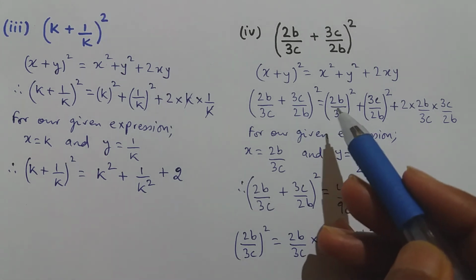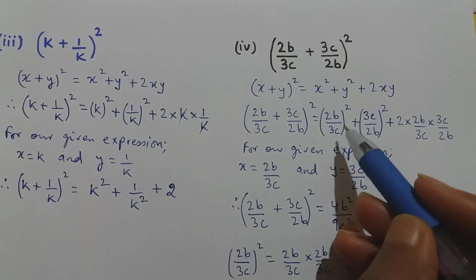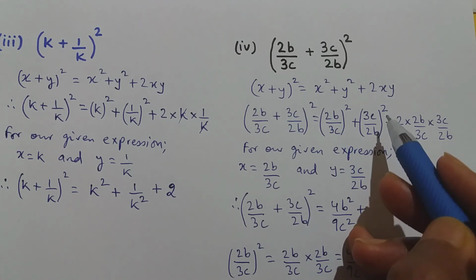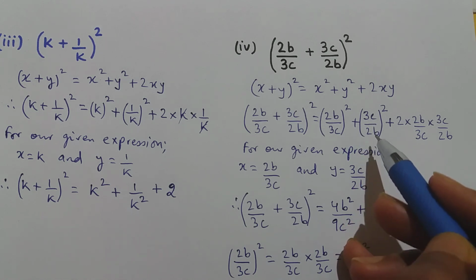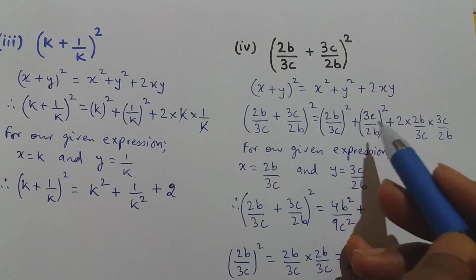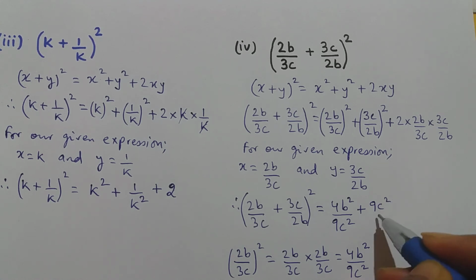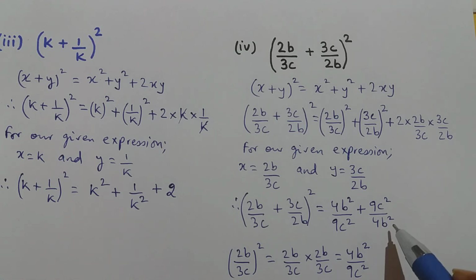So I wrote 2b upon 3c whole square as 4b square upon 9c square plus, now 3c upon 2b whole square. Again by using the knowledge of exponent we can solve it. 3 into 3 is 9, c into c is c square, upon 2 into 2 is 4 and b into b is b square. So 3c upon 2b whole square is 9c square upon 4b square.